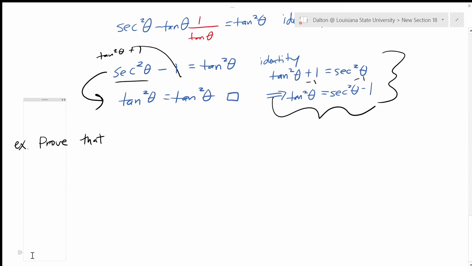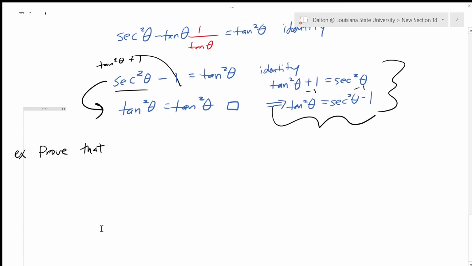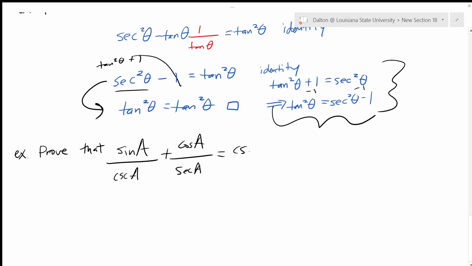Okay, one more and then we'll do homework. Prove that sine of A over cosecant of A plus cosine of A over secant of A equals cosecant squared A minus cotangent squared A.